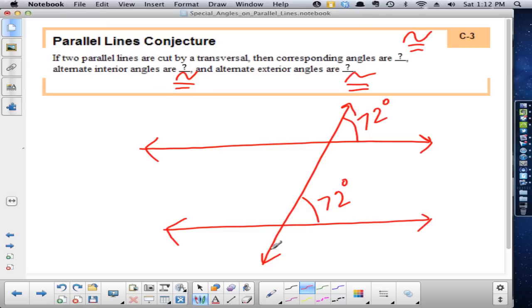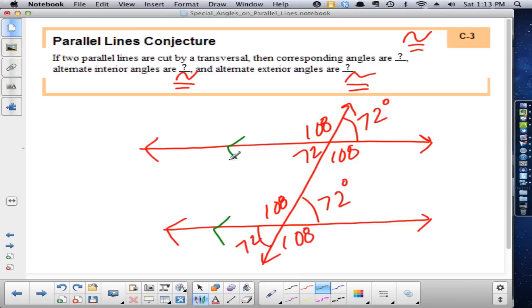Because this is what's going to happen, right? 72, 72. What's this one going to be? 108, 108, 108. And so it turns out that the corresponding angles are all congruent. The pairs of alternate interior angles are congruent. The pairs of alternate exterior angles are congruent. And what can you tell me? What can you deduce about the two lines? That they are, in fact, parallel.